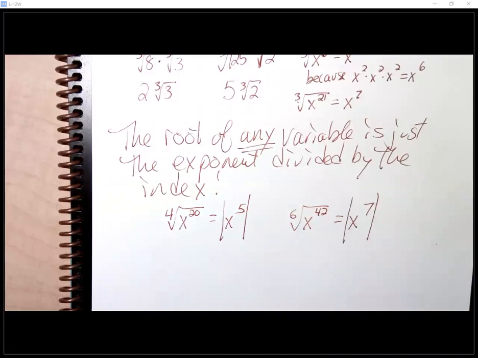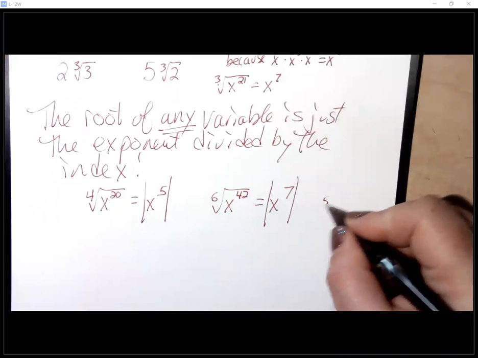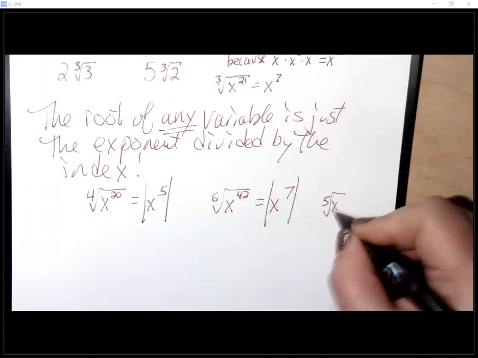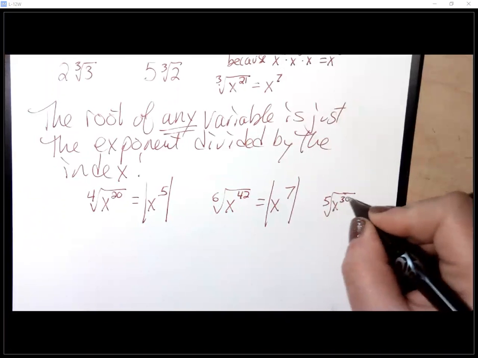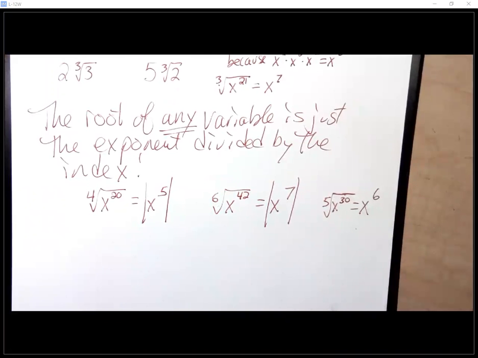Let's do one more. What if I asked you for the 5th root of x to the 30th? That's it. It's just x to the 6th. I don't need bars here because I didn't have an even root to begin with.